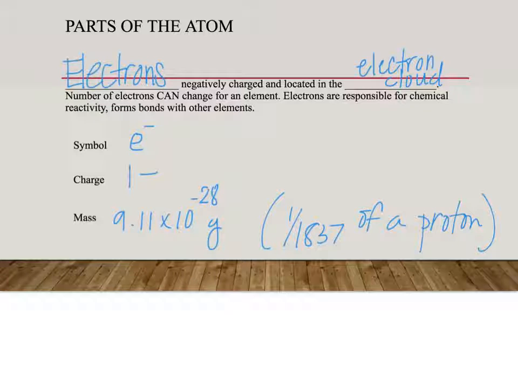So the electron is negatively charged, and it's located in the electron cloud. The number of electrons can change for an element. We call those ions, and that's if they gain or lose electrons. The electrons are actually what's going to be responsible for chemical reactivity. It's actually what forms the bonds with other elements, and we'll see that when we get later on into the year. The symbol for an electron is an e with a negative sign. The charge is -1, and you can see that its mass, 9.11 times 10 to the negative 28 grams, is much, much lighter than that of the proton and the neutron.